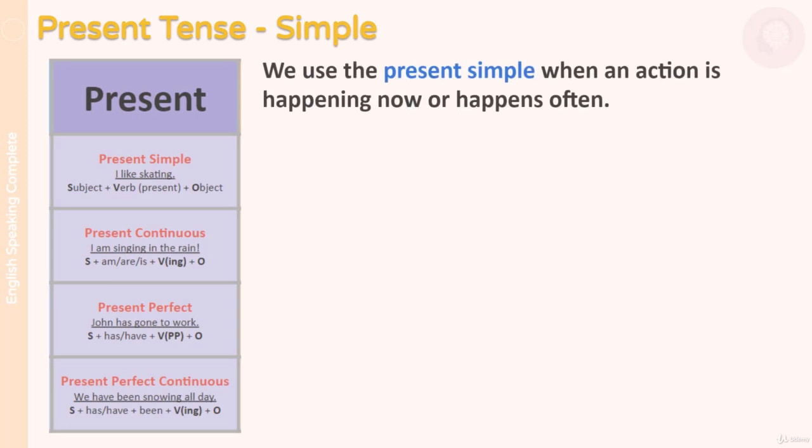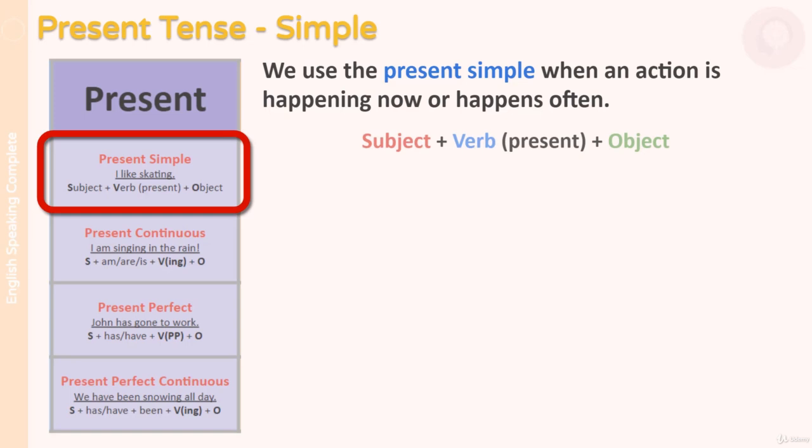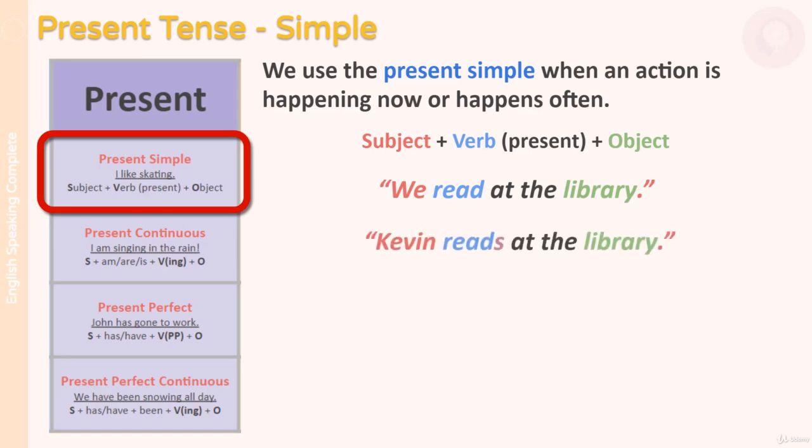We use the present simple when an action is happening now or happens often. And we can do this with subject plus verb, just the normal present tense verb, and the object. We read at the library. Kevin reads at the library.